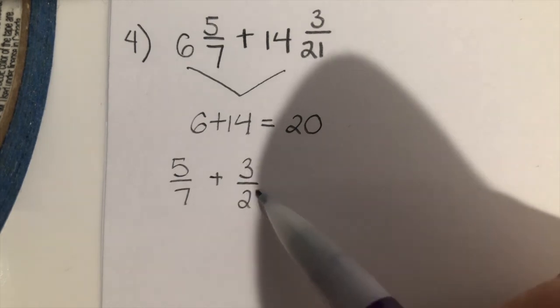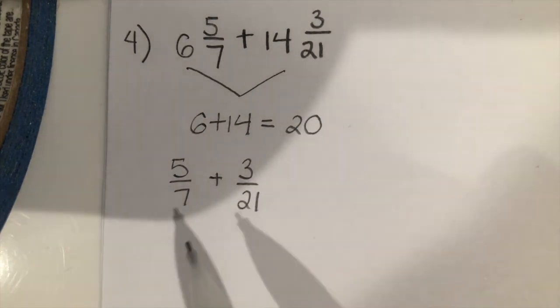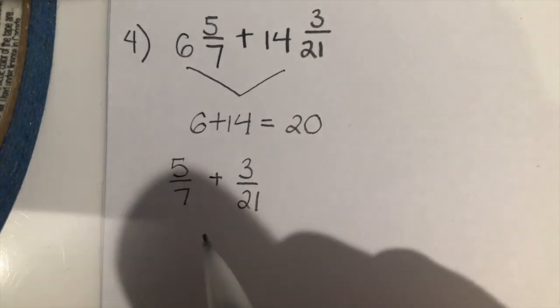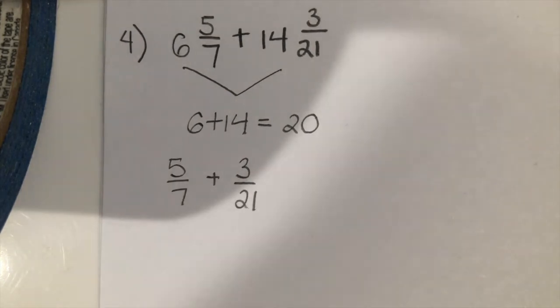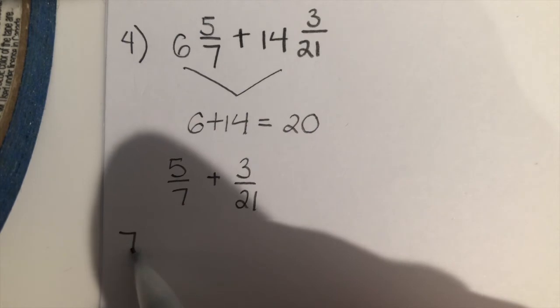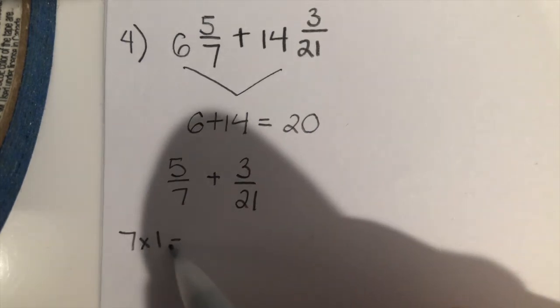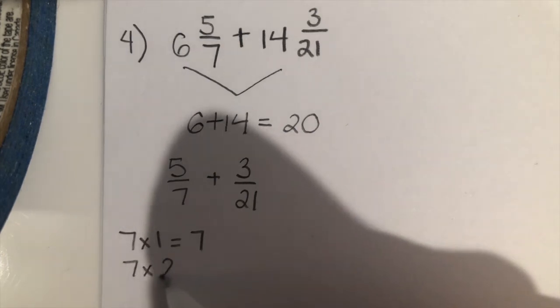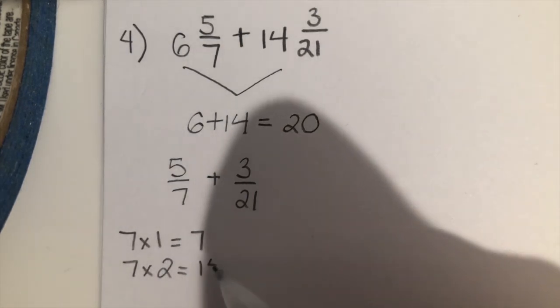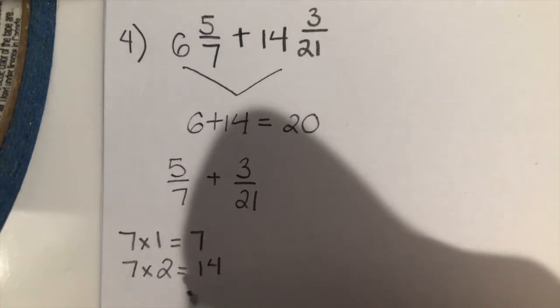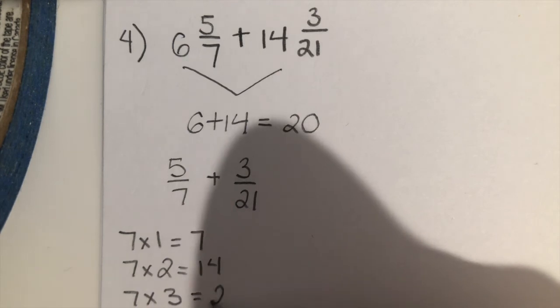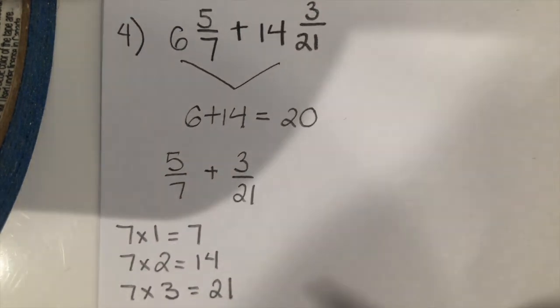As you see, we don't have the same denominator. Therefore, we need to find the least common denominator between 7 and 21. So we're going to see if we can get 21 out of 7. We're going to start off by doing 7 times 1, which is 7. Now we're going to try 7 times 2, which is 14. Now 7 times 3, which is 21, and that is our least common denominator.